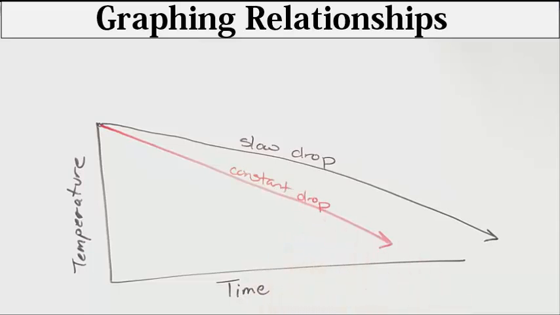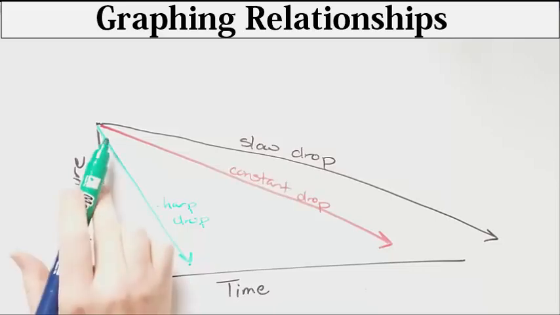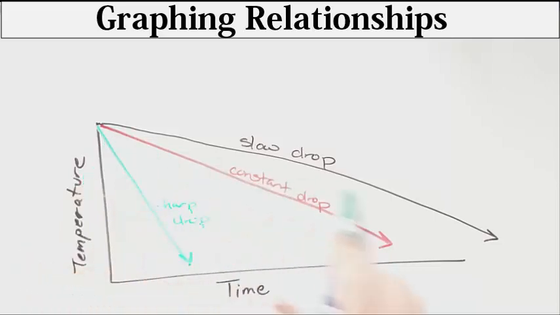Now, what would a very sharp, drastic drop look like? So this would have been a very drastic drop. So this would have been a sharp drop. If you had to go down a mountain like this, it is very steep compared to a consistent drop or a very, very slow drop.